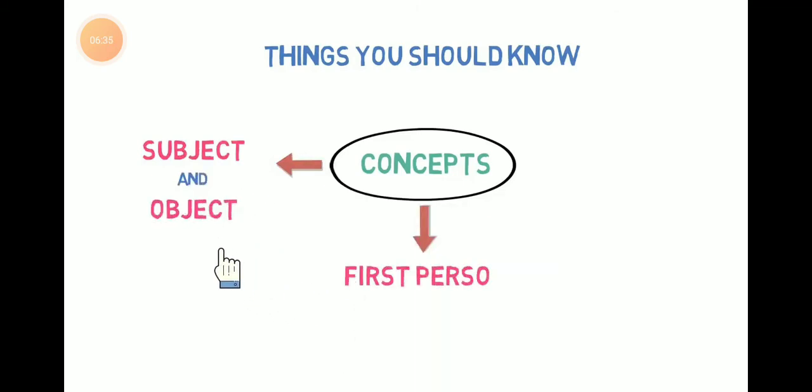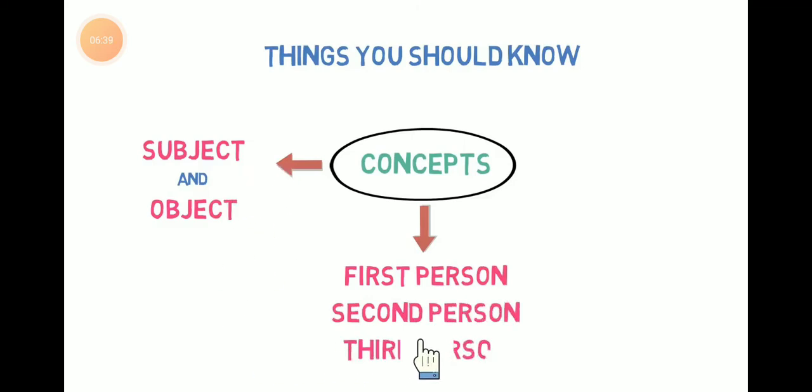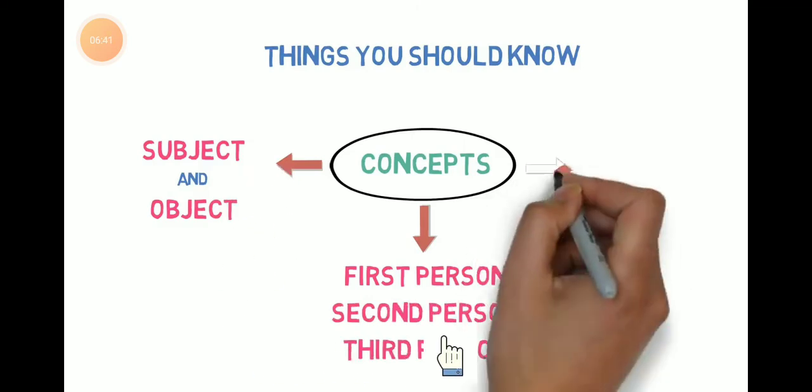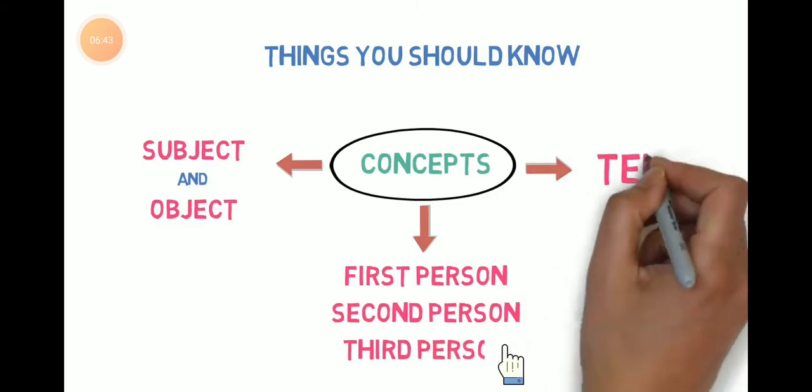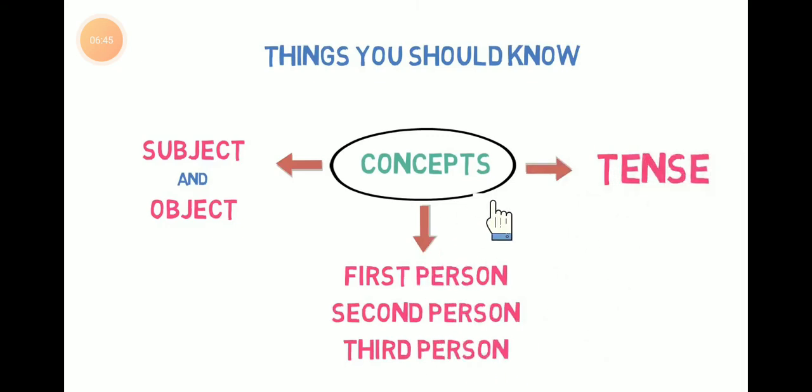First one is subject and object. We should know what is the subject and what is the object in the sentence. Second one is first person, second person, and third person. We should know about this. And the third concept is tense. Okay, this is what we have discussed in the first video about the rules and regulations of direct into indirect speech.